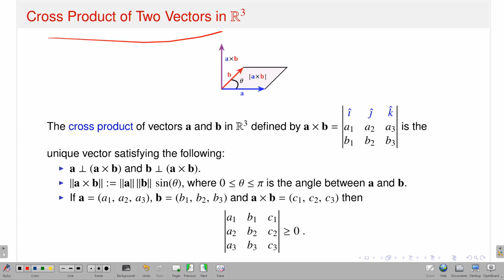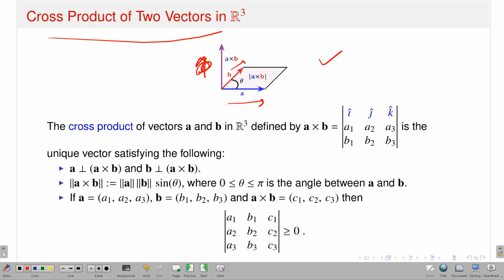So, if I have two vectors in R3, what is the corresponding cross product? I can write that cross product in terms of determinants. So, this is the picture. If I have a vector A, and a vector B, then what is my A cross B?